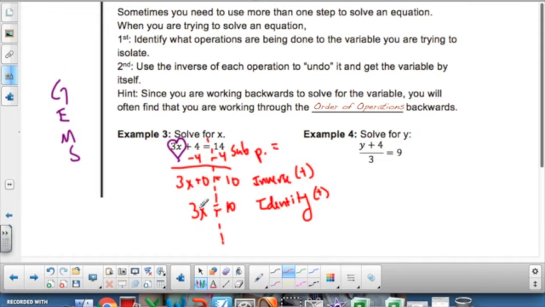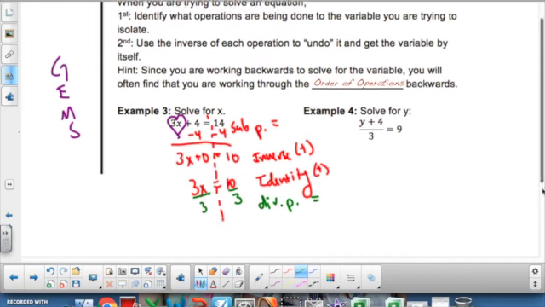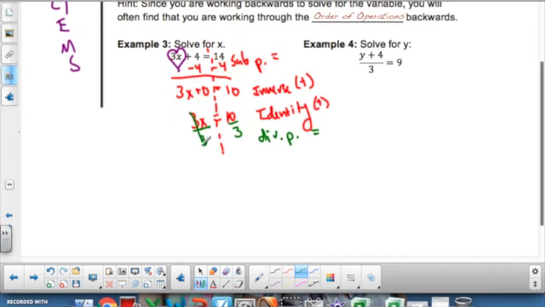Right? Now I see multiplication, so I'm going to do division. I'm going to switch to a different color so you can see that I'm at a different step now. When I divide by 3, I have to divide by 3 on both sides of my equation. That is because of my division property of equality. And 3 divided by 3 gives me 1. That's my inverse property of multiplication.